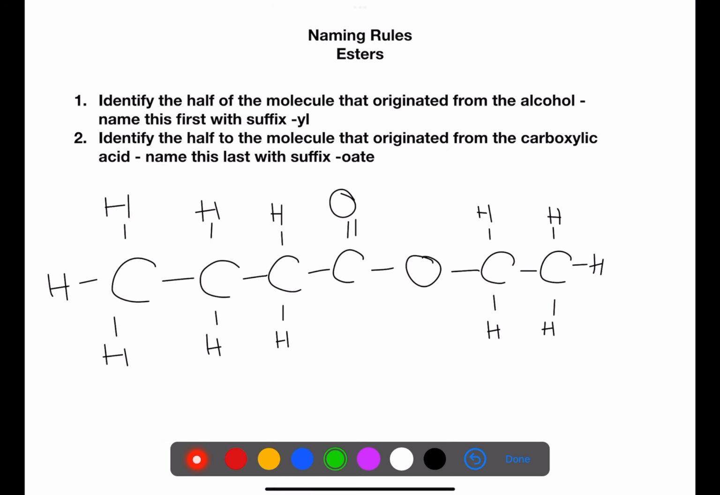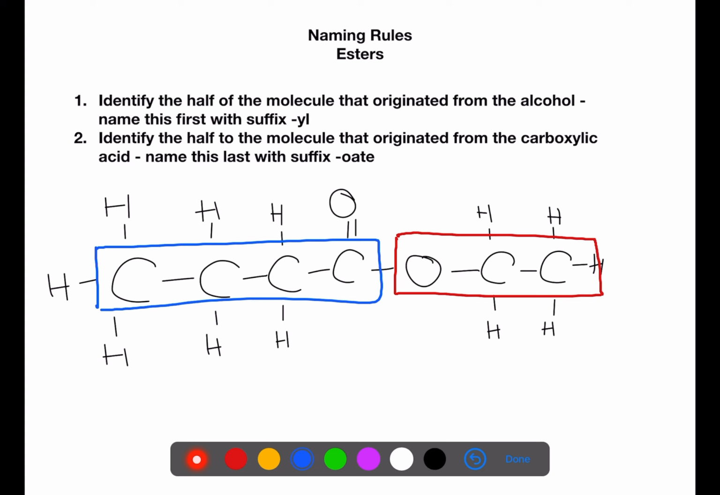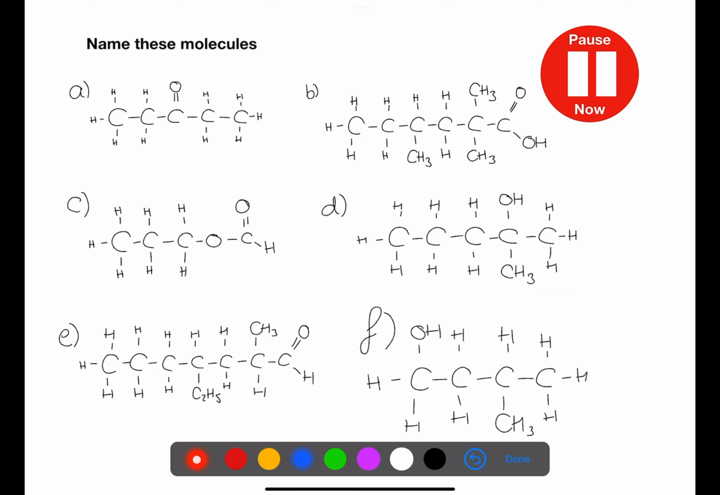When naming esters, the name indicates which part of the molecule originated from the alcohol and which part originated from the carboxylic acid. The first half of the name comes from the alcohol, which can be found from the structure with the part which has the single O. The part from the carboxylic acid has the C double bond O attached. In this case, we have 2 carbons attached to the oxygen and 4 carbons with the C double bond O, giving us ethyl butanoate. Pause the video now and try to name these molecules.